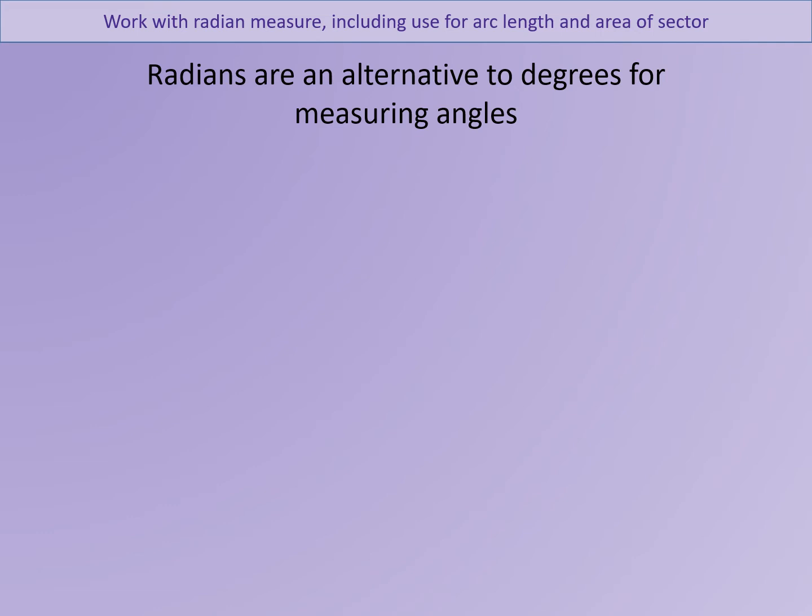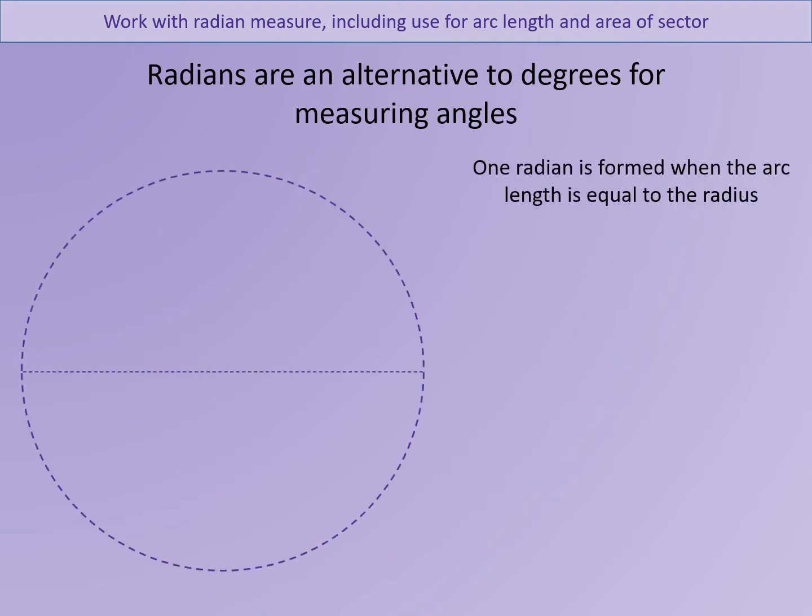This topic will introduce radians. Radians are an alternative to degrees for measuring angles. We're going to start with a circle of radius r and consider what would happen if we measured that length r around the circumference of the circle. So in other words, the arc length here is also the radius of the circle. We can complete the sector, and the angle that we get at the centre is defined as 1 radian.